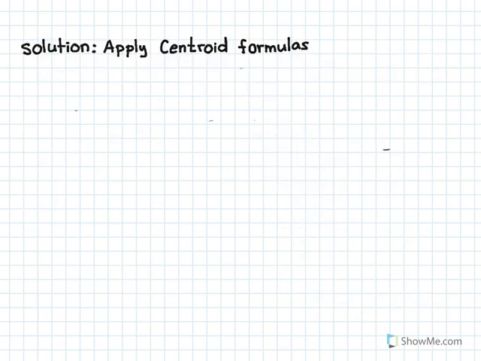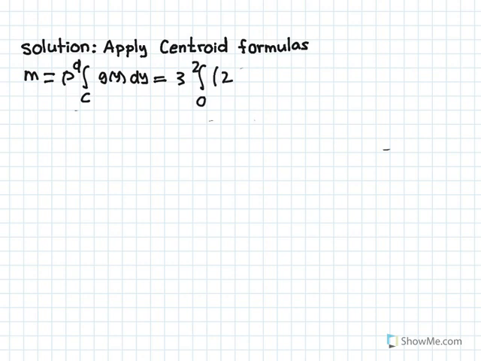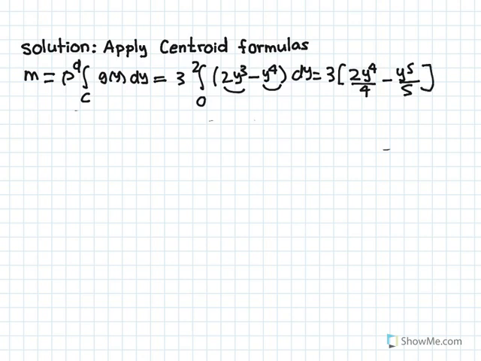All right, so now let's do the computations and apply the centroid formulas. Mass is equal to density times the integral from c to d of g of y dy. The density is 3, so we have 3 times the integral from 0 to 2 of 2y cubed minus y to the 4 dy. What is the integral of 2y cubed? That's 2y to the 4 over 4. What's the integral of y to the 4? That's y to the 5 divided by 5, applying the reverse of the power rule. Evaluate from 0 to 2, and now apply the fundamental theorem of calculus.